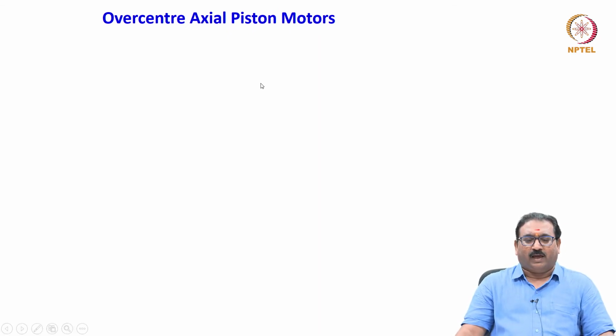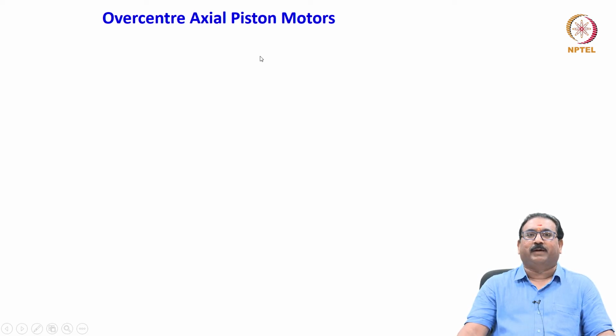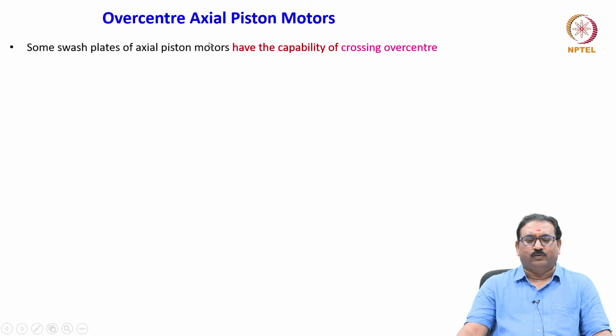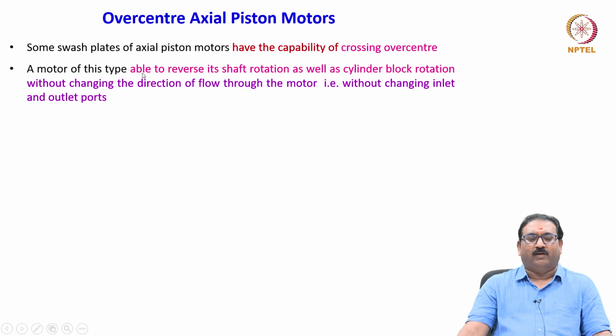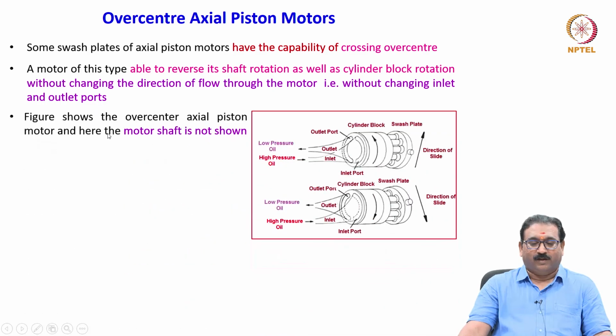In some cases, the over center axial piston motors serve many purposes. What are those? We will see now. Some swash plates of axial piston motors have the capability of crossing over center. A motor of this type is able to reverse its shaft rotation as well as the cylinder block rotation without changing the direction of flow through the motor, that is, without changing the fluid flow in the inlet and outlet ports. How it is, you will see here.